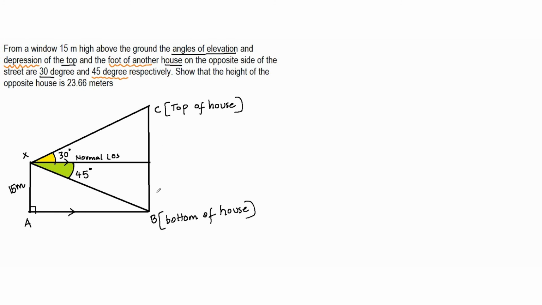Therefore, now we have to show the height of this house. The height of the house means the complete length BC. BC is the height of the house. We have to show that the height of the house is 23.66 meters. So I will pause before I do the working. Take a look at the word problem and the diagram, and then it is going to be quite easy to solve this question.